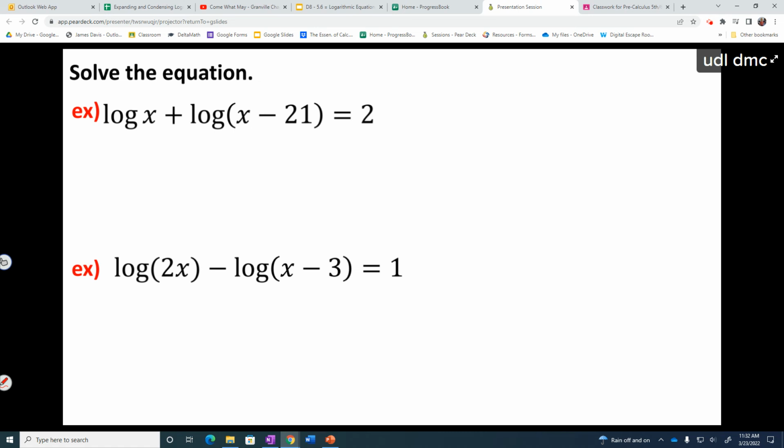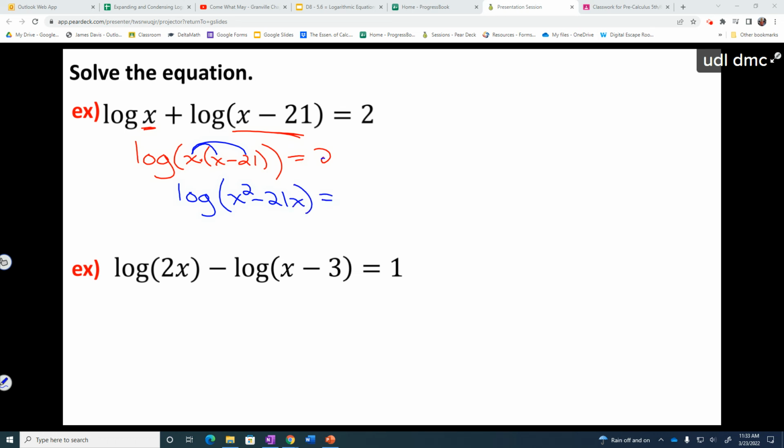This one's addition. Addition means multiplication when you bring it together, right? So this is going to become log 10 of this thing times this, so log of x times x minus 21. You can put a little times symbol if you want to as well. Addition, bring it together as multiplication, equals 2. And you might even want to go ahead and just multiply this inside here. We do have to distribute this, so it multiplies both of them. So that then is log of x squared minus 21x equals 2.